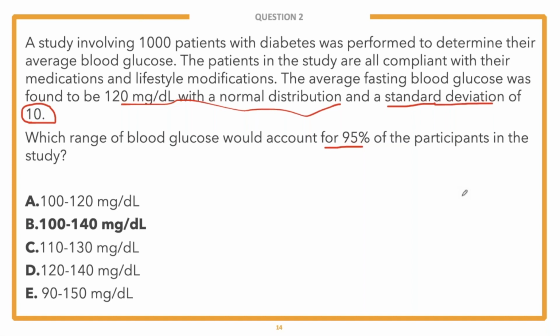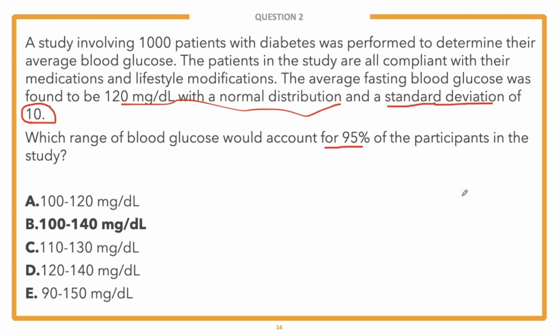So in this case, we're dealing with 95%. So that is 2 standard deviations. So what is 2 standard deviations above 120? Or 120 plus 20, that's 140. And 2 standard deviations below 120 is 120 minus 20, which is 100. So the numbers I want you to remember, 68, 95, 99.7. So if you guys can remember that much, this question becomes a lot easier.